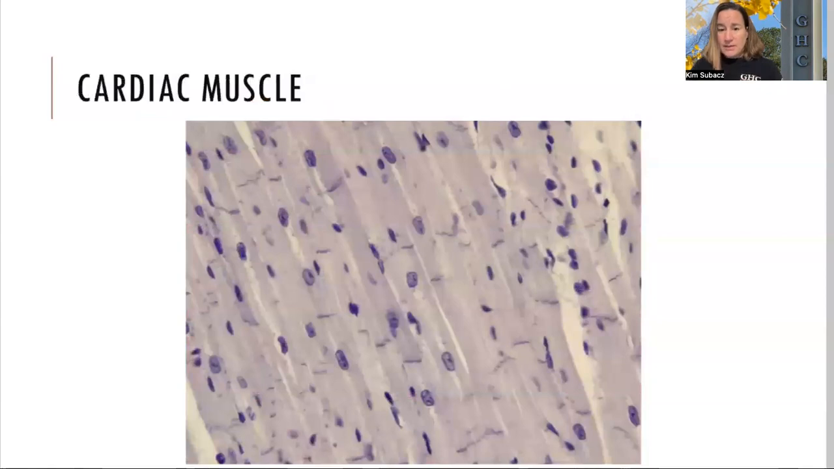Our next category is going to be in a different area, and it's called cardiac. So where do you think that bad boy is going to be located? Obviously, it's in the heart. It's got cardia in the name. So this guy is going to be found in the heart.